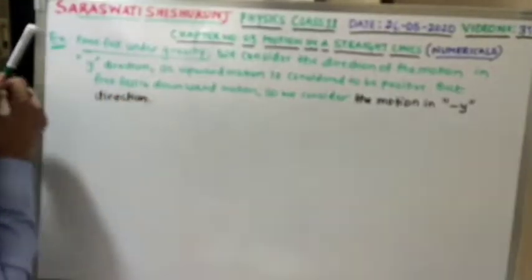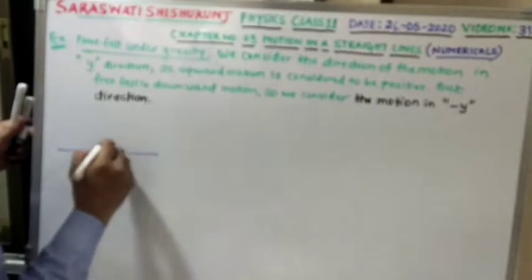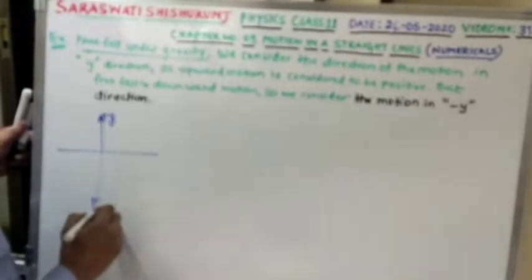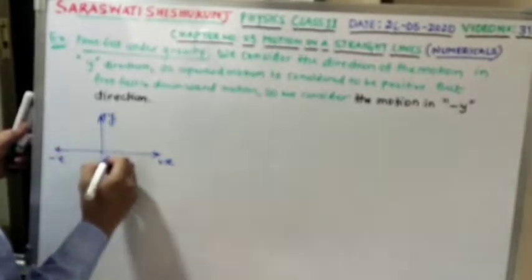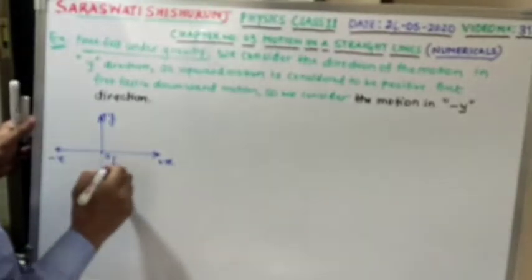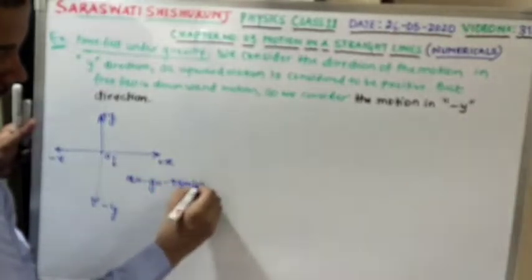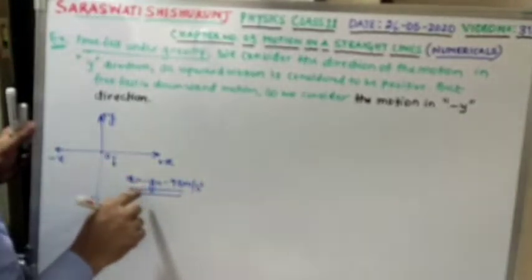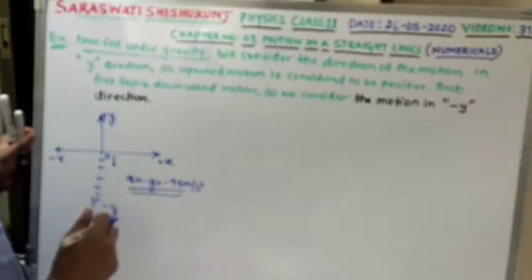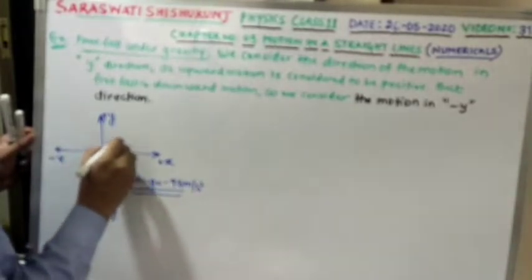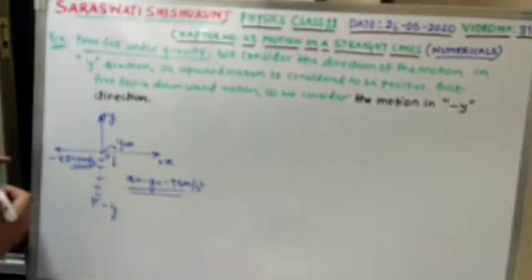Till this clear? Now we have seen the coordinate axis like this. Yes, this is plus y, minus y, this is x, this is minus x. If we consider that object is thrown from here, then a will be considered minus g, minus 9.8 meter per second square. As such, for free fall we are considering a to be plus g, but here we are considering the motion in negative y axis, so we will consider a to be minus 9.8 meter per second square. This is your starting point, which is known as y is equal to 0, and your initial velocity is 0 meter per second. Till this clear?